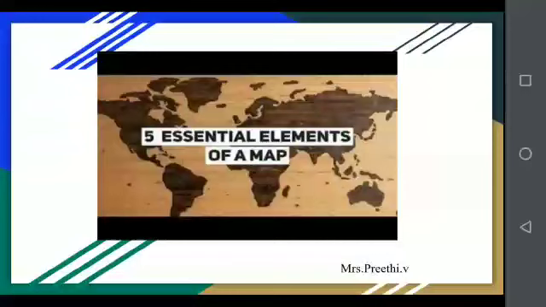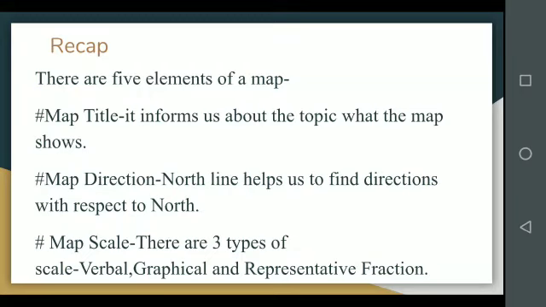Let's have a quick recapitulation of what we have learned in Module 1. Basically, there are 5 elements of a map. We have learned about the first 3 elements, that is the map title, the map direction, and the map scale.